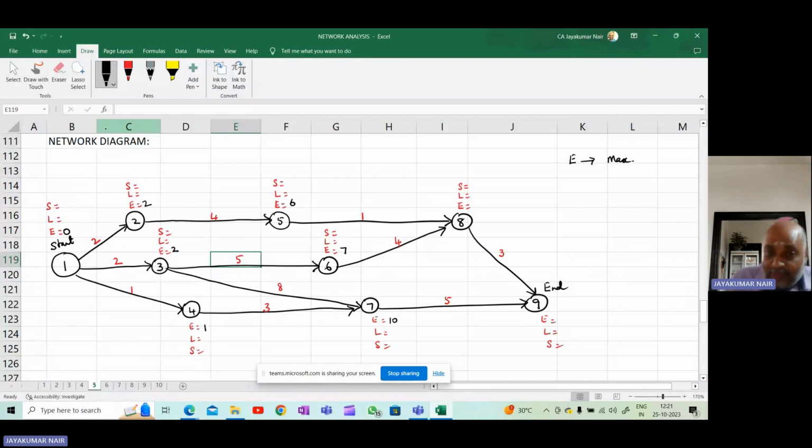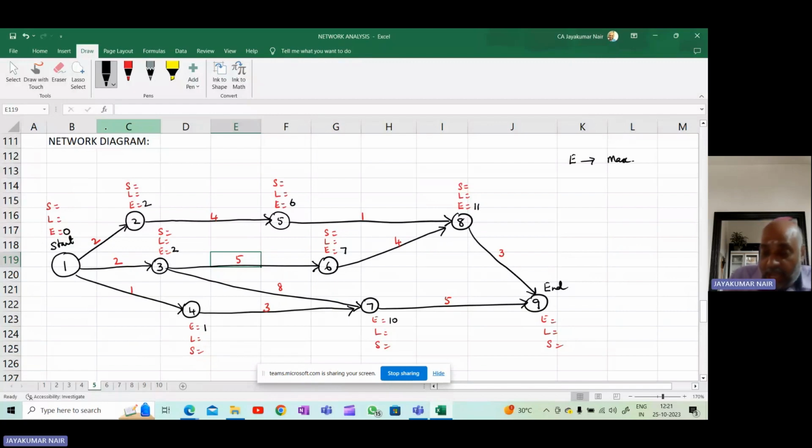Now here, when you are taking this 8, there are two arrowheads entering this particular node. From 6, one arrowhead, and from 5, one arrowhead. So 6 plus 1 is 7. 7 plus 4 is 11. And you have to take the one which is higher. The higher one is 11.